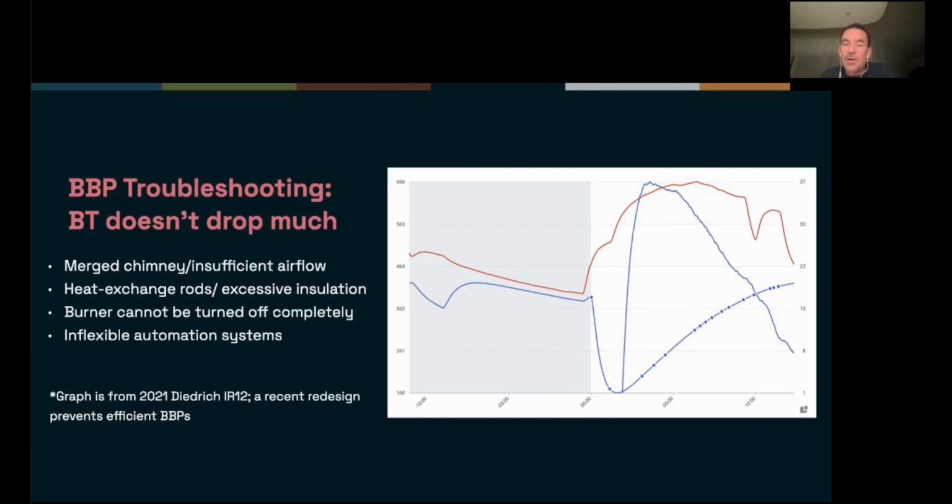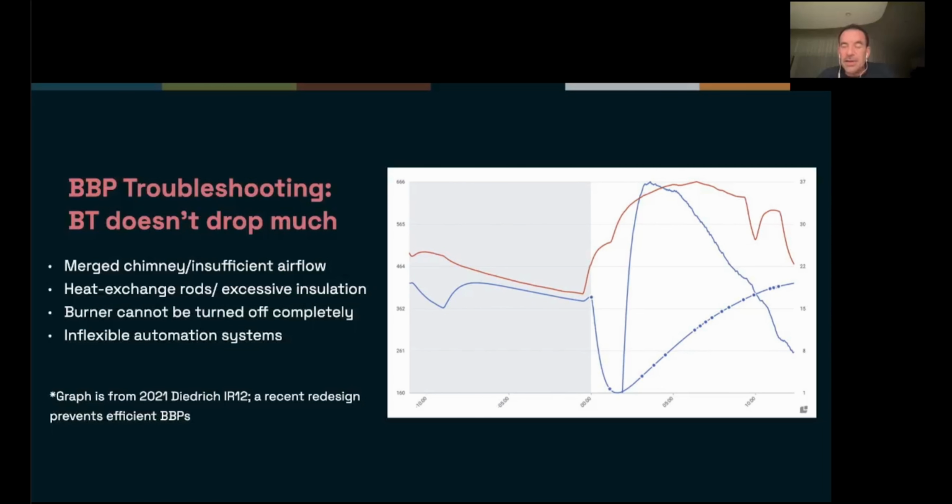The more recent Diedrich machines, ever since about 2017 or so, have these heat exchange rods that run along the side of the drum. And between the insulation and the heat exchange rods and the fact that there's only one fan, and when you shift to the cooling bin setting, there's not much air going through the drum, all those factors add up to it being very difficult to cool those machines between batches. And if anyone has a Diedrich IR machine built after 2017, let me know after the class. Write a post about it, and I'll give you a special BBP hack just for those machines.